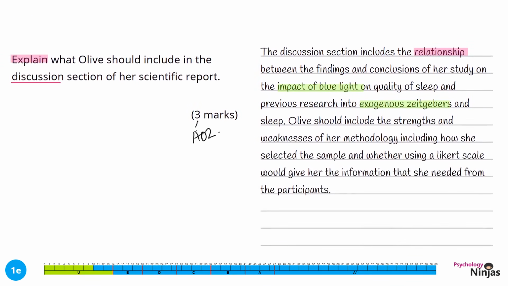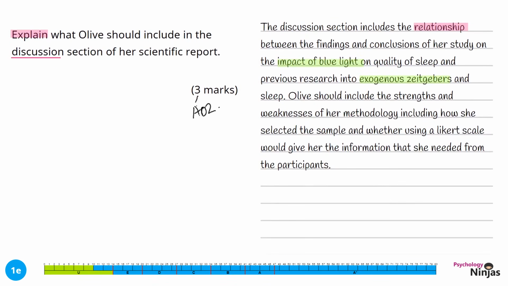Olive should include the strengths and weaknesses of her methodology, including how she selected the sample and whether using a Likert scale would give her information that she needed from the participants. Again, we've got the knowledge of a discussion section here, but this wouldn't necessarily give us marks unless we applied it to Olive's study. And we've done that here by talking about her Likert scale that she used.